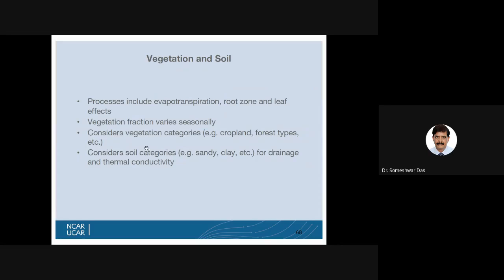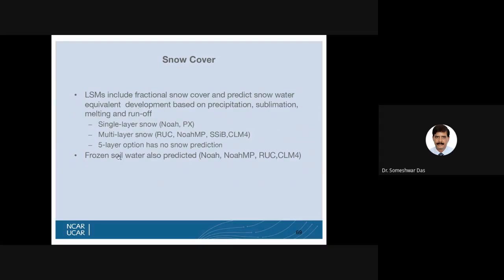Okay, it considers vegetation categories. As I mentioned earlier during your theory class, there are different types of vegetation classified, depending on which scheme you are choosing. 20 to 25, 30 types of vegetation are classified, whether it is cropland or forest type, which forest type, etc. It considers soil category, that is whether it is sandy, clay, etc., for drainage and thermal conductivity. Snow cover, accordingly, it treats in different ways in different schemes.